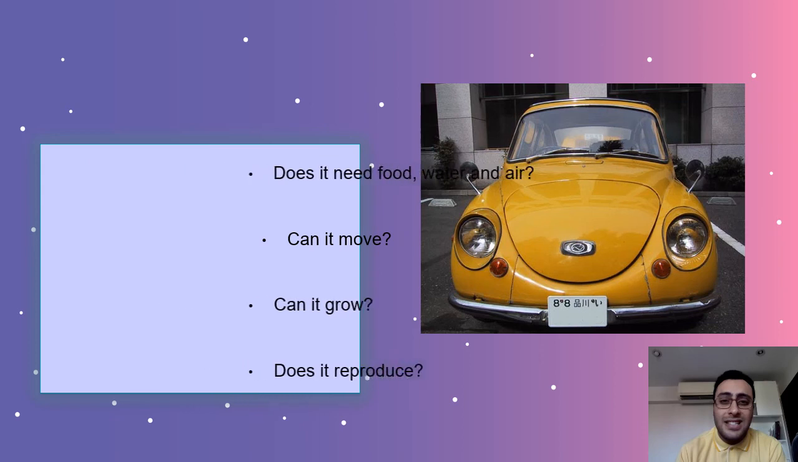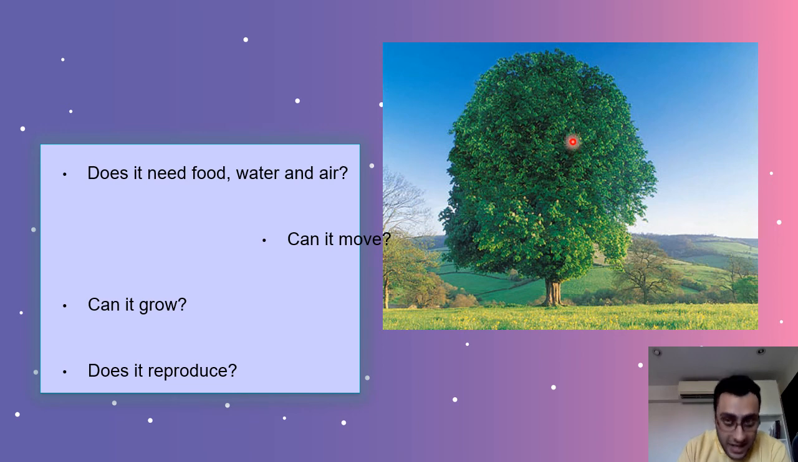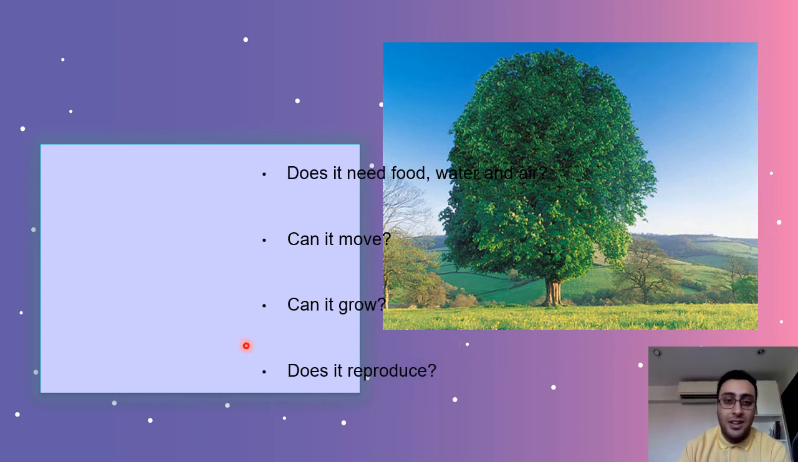Last one. Ooh, a big tree. Does it need food, water, and air? Yes, it does. Can it move? Yes, it can. Can it grow? Yes, it can grow. Look how big it is. Does it reproduce? Yes. So it is a living thing.